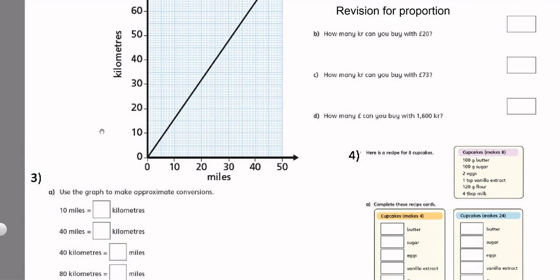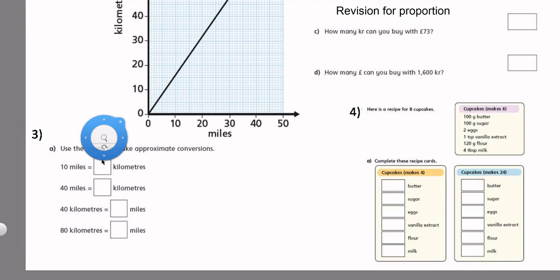Now I'm going to try some questions. Use the graph to make approximate conversions. So it's talking about this over here, which is related to this graph. Just ignore this 3. So the first one is change 10 miles into kilometers. So I'm doing this one now. Change 10 miles into kilometers.